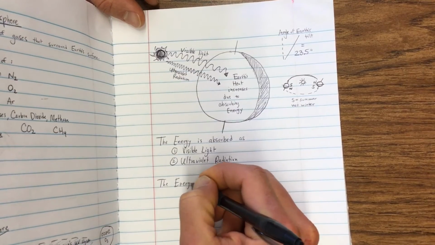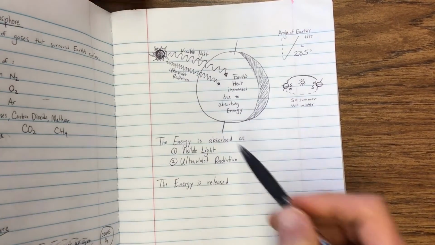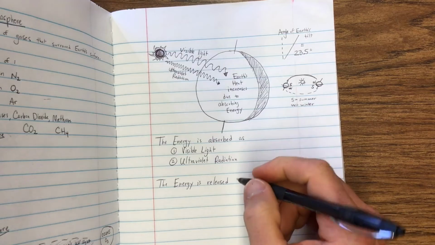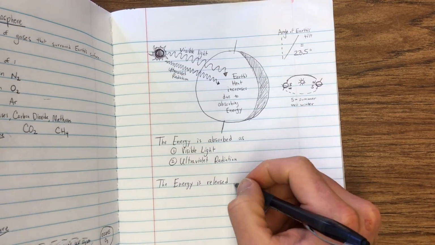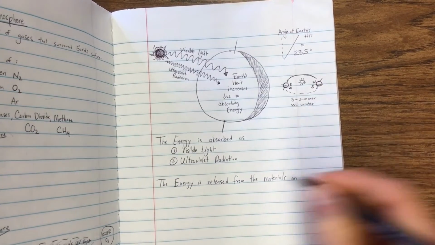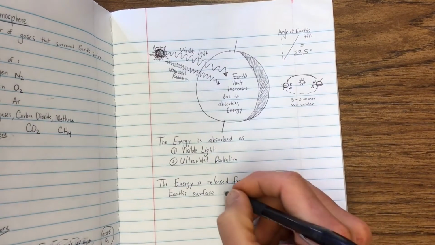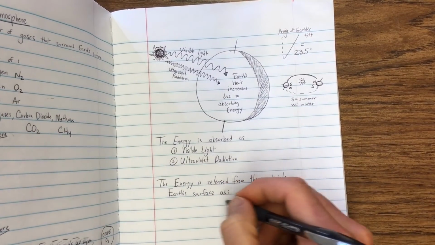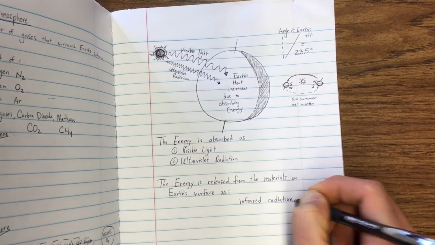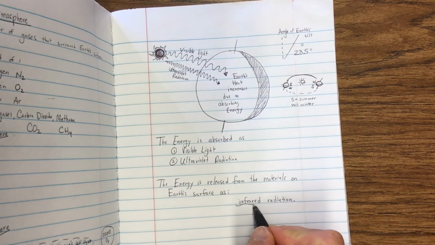The energy that's absorbed, the energy is released then after it's absorbed. If we are absorbing a lot of energy, well, we can't just store energy. The Earth will eventually release that energy. So the energy is released from Earth, or from the materials on Earth's surface, as a different type of radiation, and this is infrared radiation. So when you stand next to a fire, the reason you feel that heat is because that energy from the wood is being released in the form of infrared radiation.